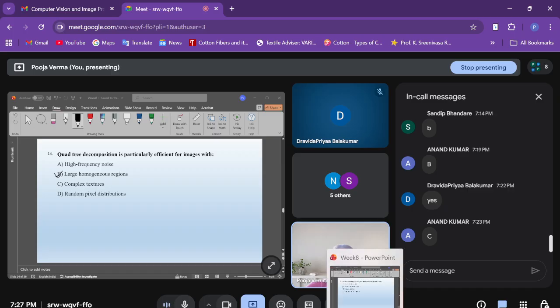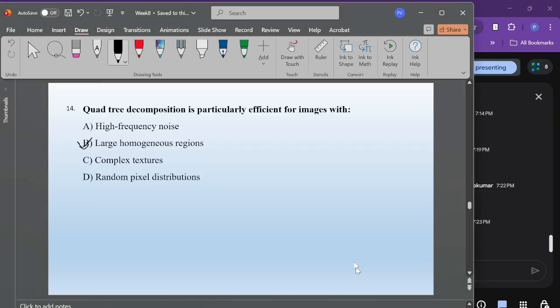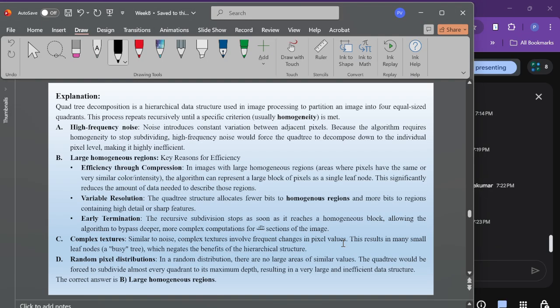Okay, so can we move to our next question? Have you understood? Is this explanation okay? I hope so. Moving to our next question.